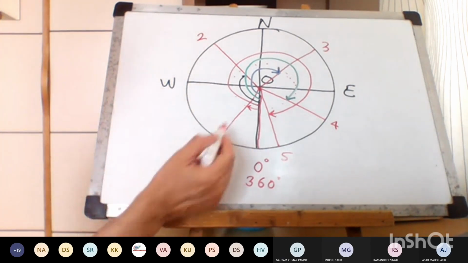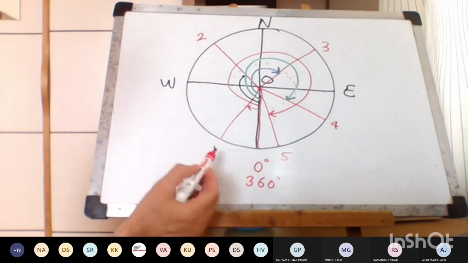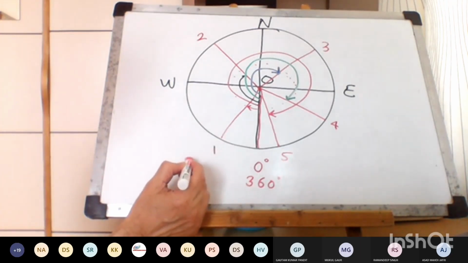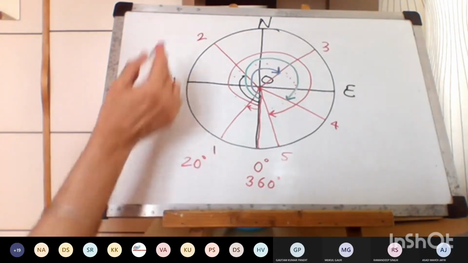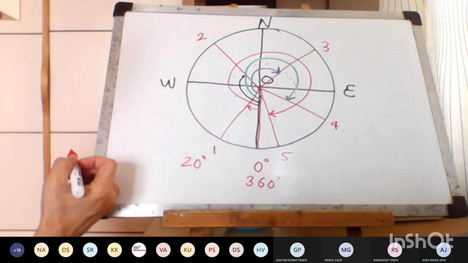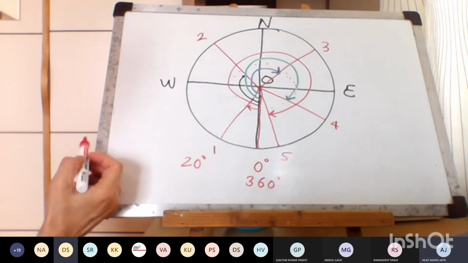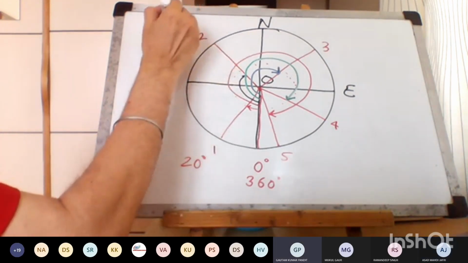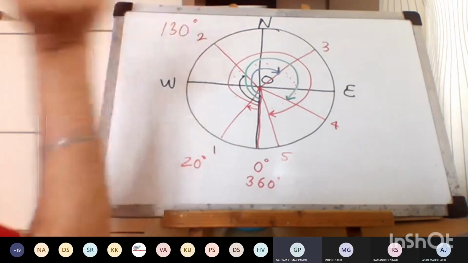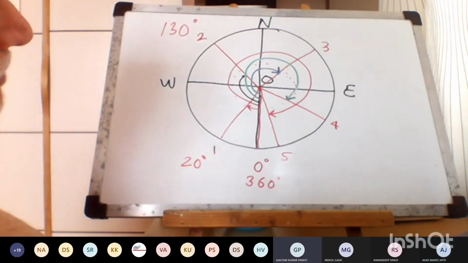So in position 1, what is the LHA approximately? Tell me. 20 degrees. Position number 2, what is the LHA? More than 90 degrees, around 100 degrees. Correct.